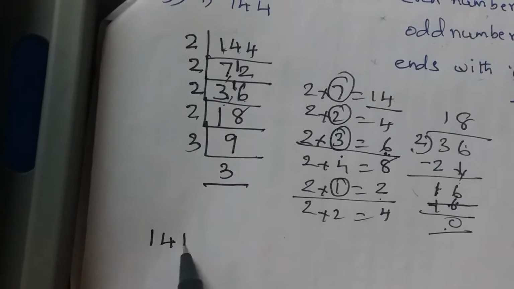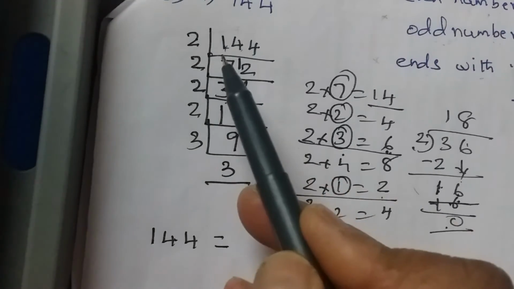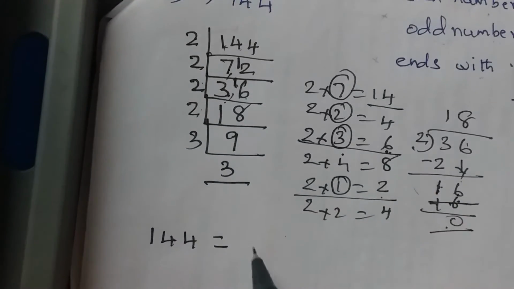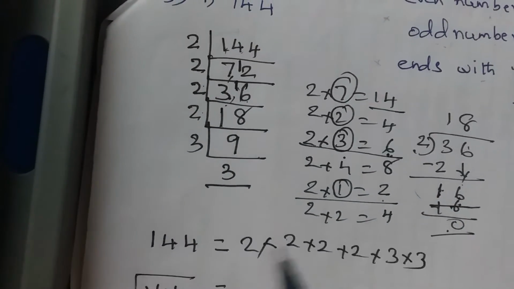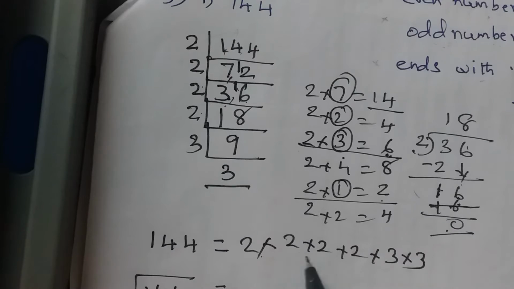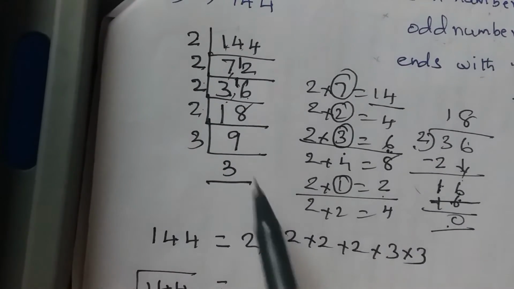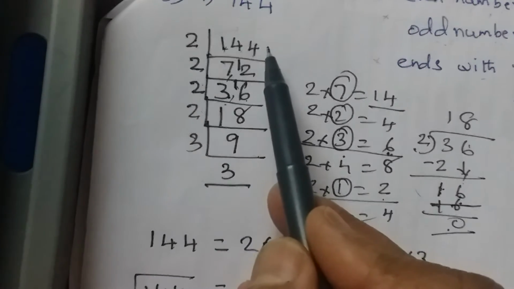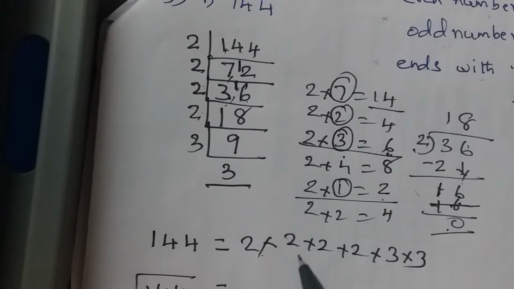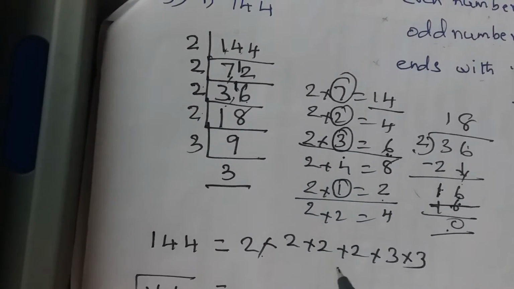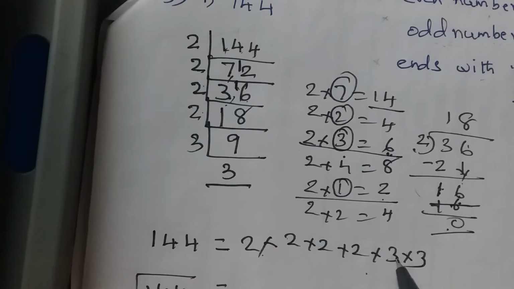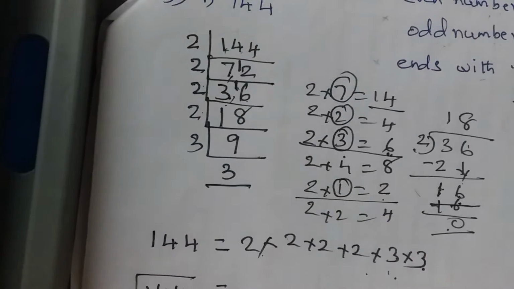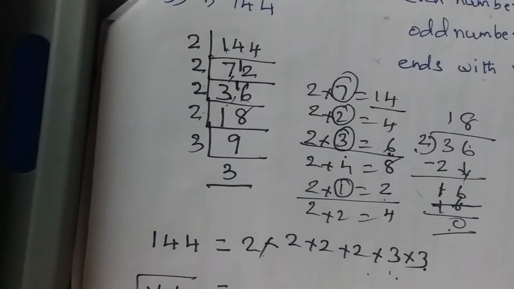Now you write 144 is equal to, starting from here, 2 into 2 into 2 into 2 into 3 into 3. So we've written all the 2s: 4 2s and 2 3s. And how to check your answer? When you multiply all these numbers, you should get 144. 2 2s are 4, 4 2s are 8, 8 2s are 16, 16 3s are 48, and when you multiply 48 into 3, you will get 144. So our factorization is correct.